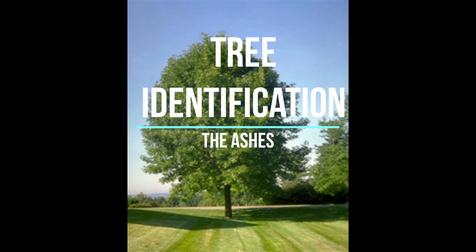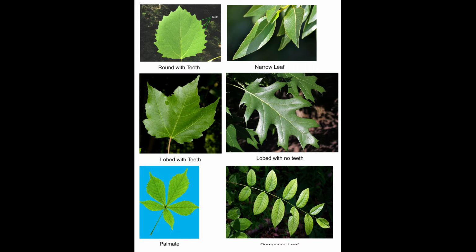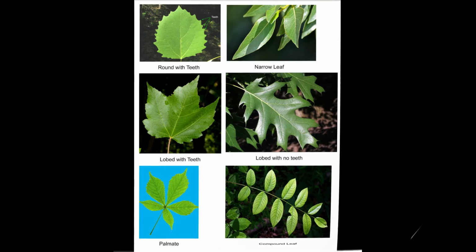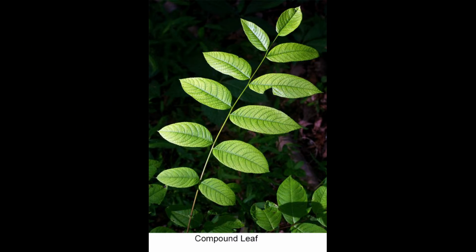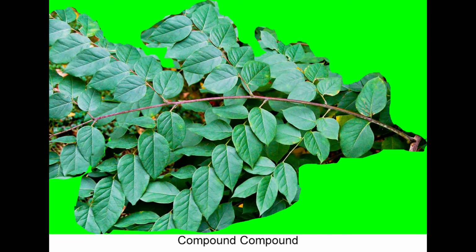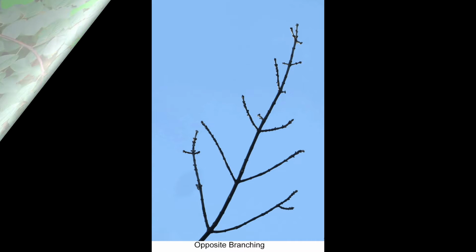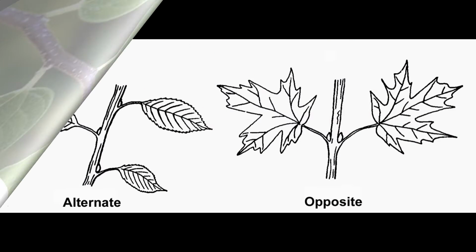Just as a recap from last video, we saw that tree identification starts with looking at the leaves. We need to look at the shape of the leaf, whether or not it has teeth on the edge, is simple or compound. Are the leaves opposite or alternate? All these combined will help with tree identification.